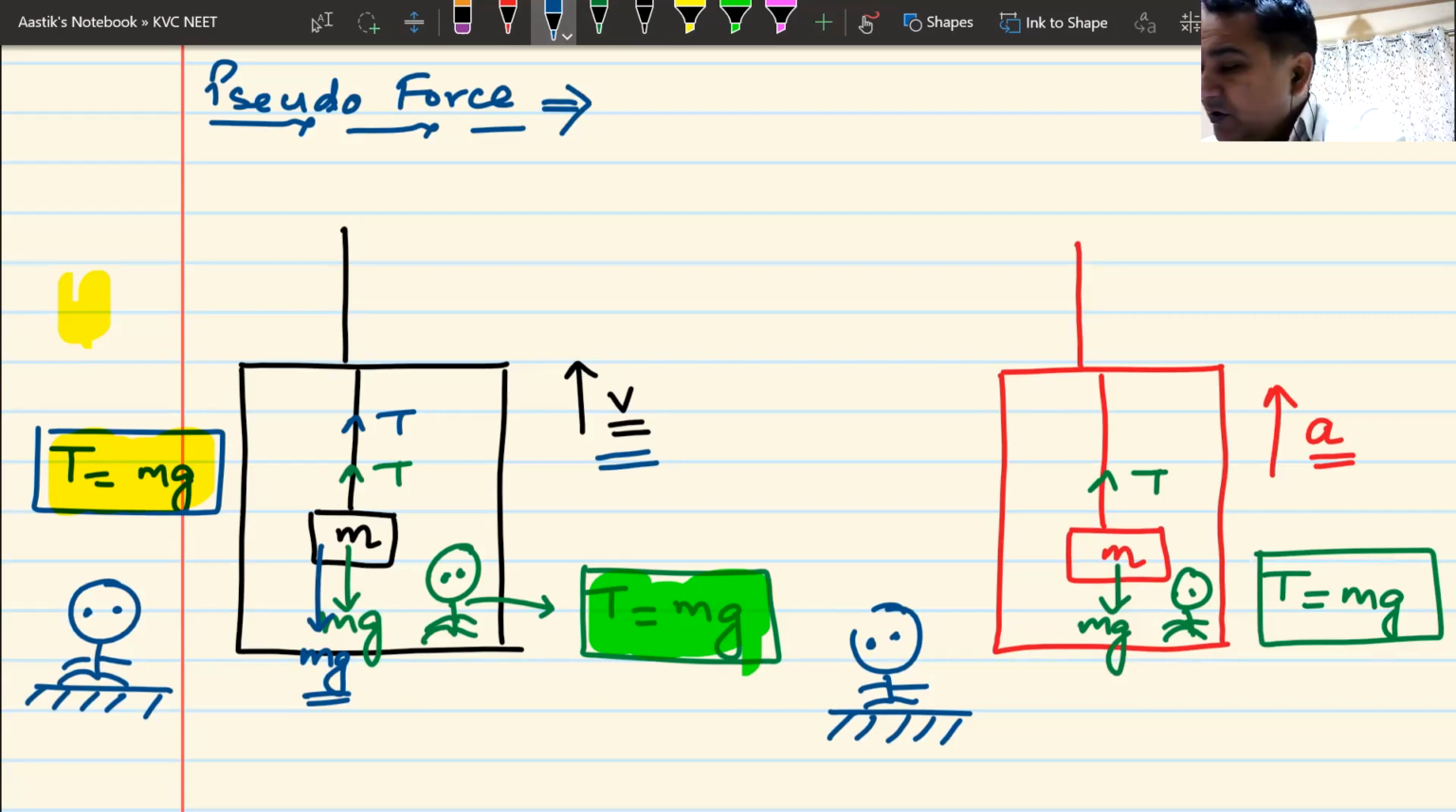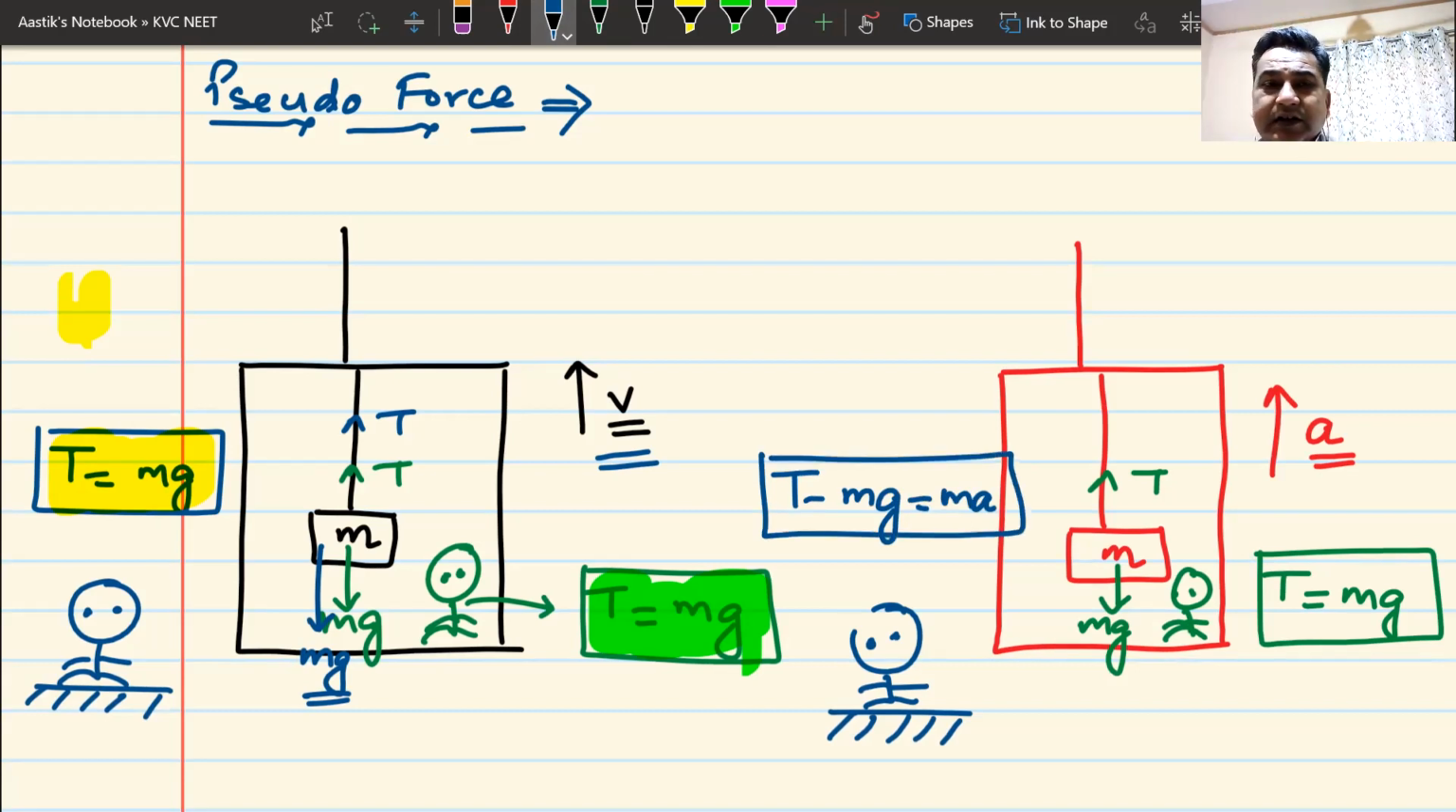What about the Blue Hulk? What does he write? He says, okay, T is upwards, mg is downwards. Acceleration is upwards. This block is accelerating upwards. The equation that he will write will be T upwards minus mg, which is downwards, T minus mg is equal to ma. This is the equation he will write because he sees the entire lift going upwards.